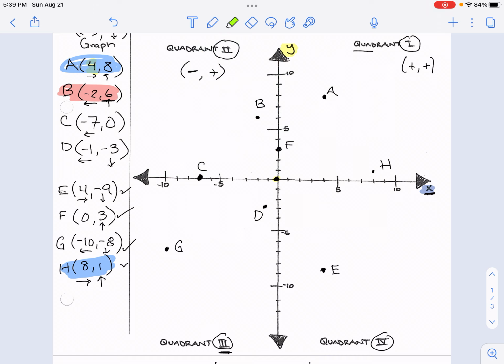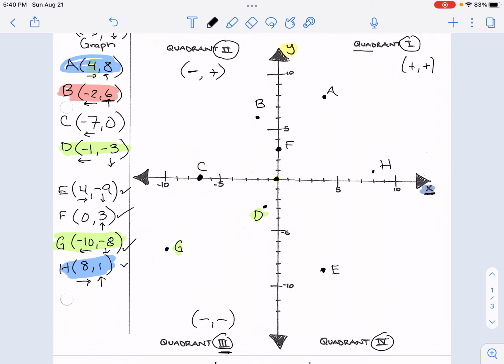And for the next one, let's go with green. I see that we have two points here, D and G. What do I notice that's common between them? Ask yourself this question, pause the video, but this is where both values, X and Y, are negative.